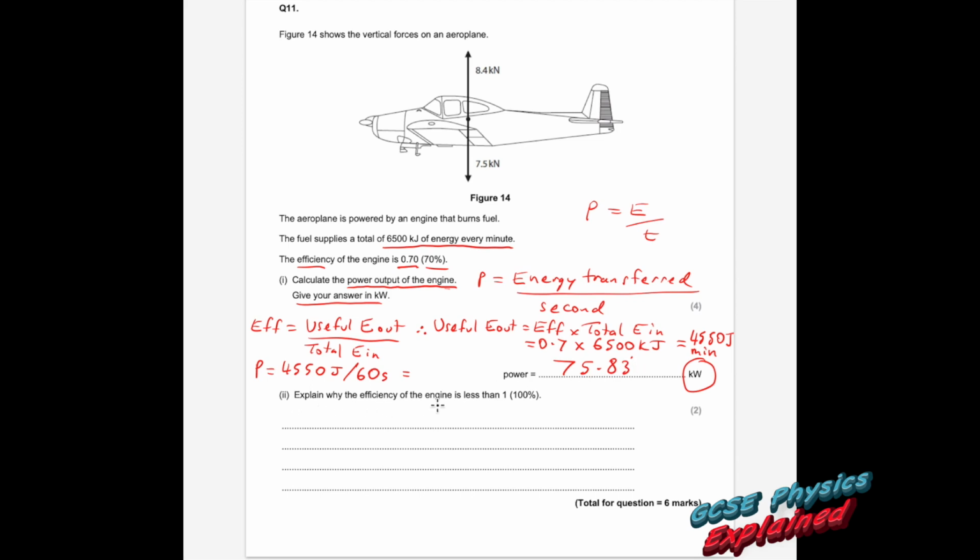Explain why the efficiency of the engine is less than 1, so less than 100%. Well, it's always less than 100% because you always lose energy as heat because of friction, and that heat gets lost to the surroundings.